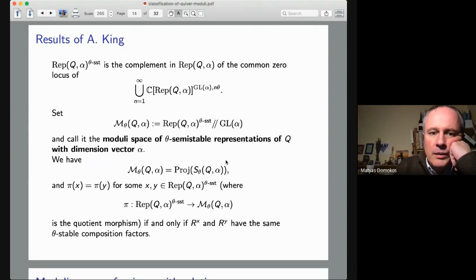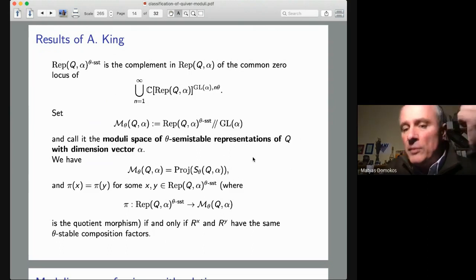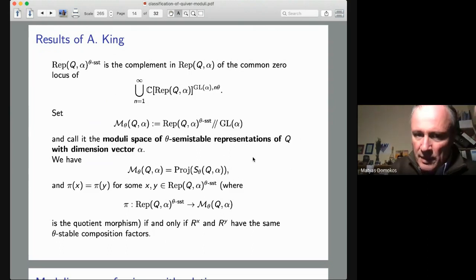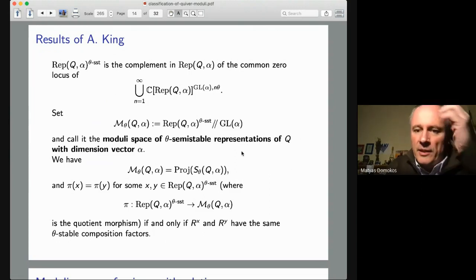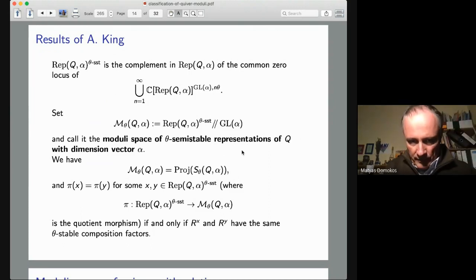So the degree 0 component of this graded algebra is the algebra of GL alpha absolute invariants on the representation space, which is just the base field when the quiver is acyclic. So in that case, this moduli space is a projective variety. In general, it's a quasi-projective variety. So if we allow oriented cycles, this moduli space is a quasi-projective variety.